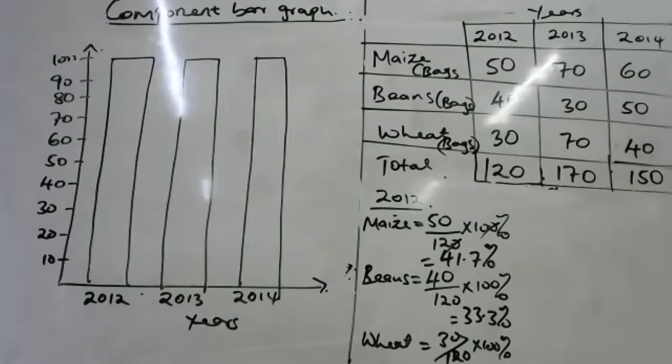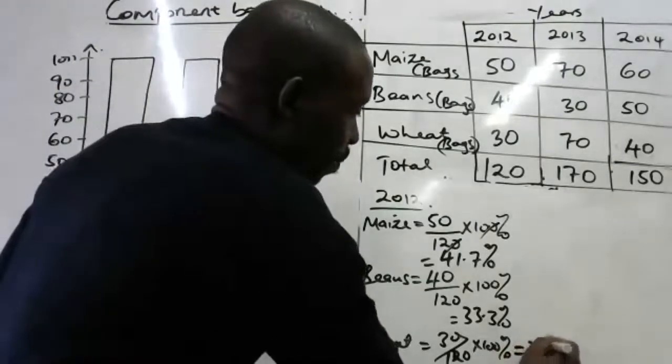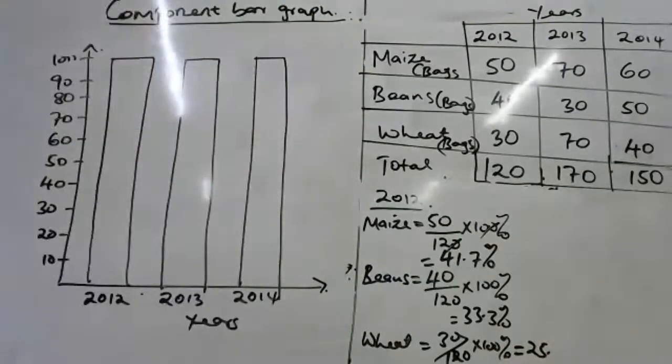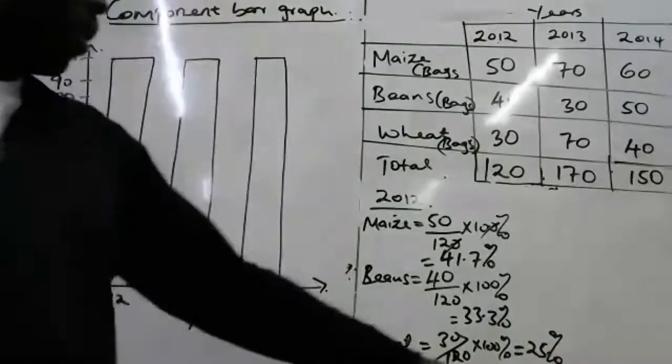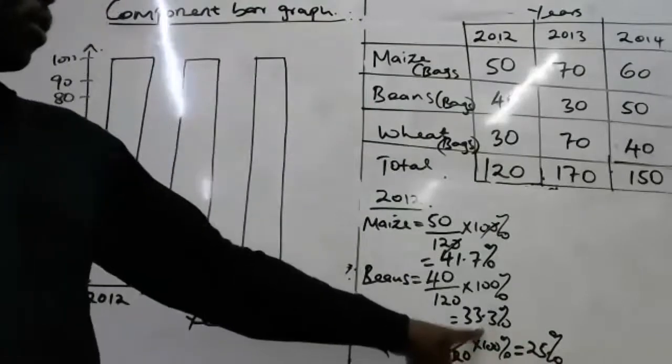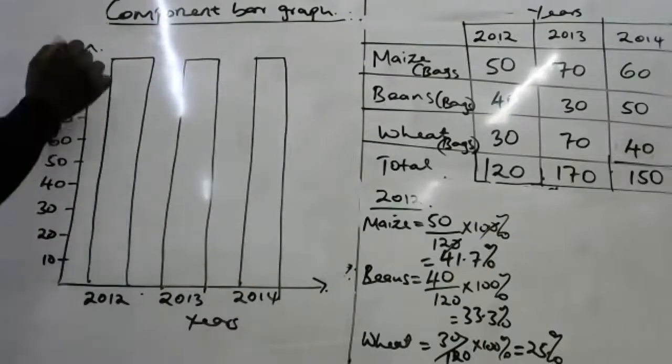For the width, 25%. It gives you 25.25. Exactly. Okay. Actually, if you add these percentages, 25 plus 33.3 plus 41.7, you should be able to total to 100%.